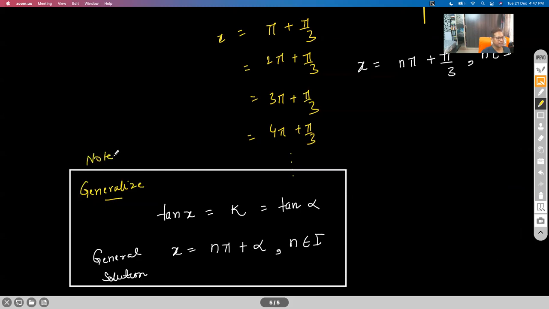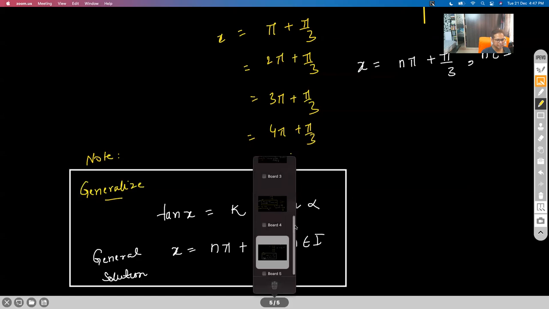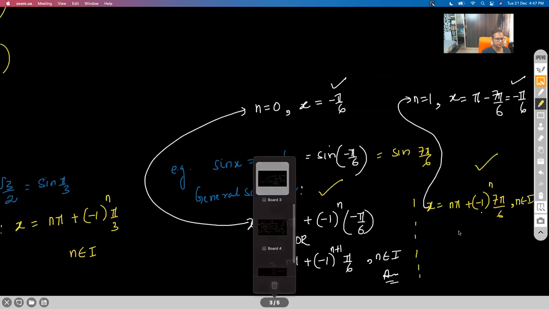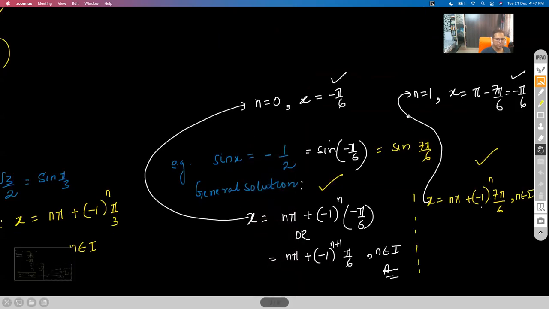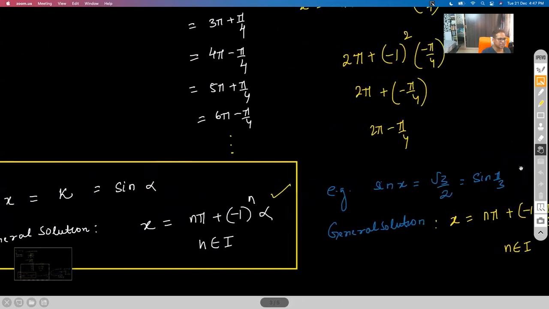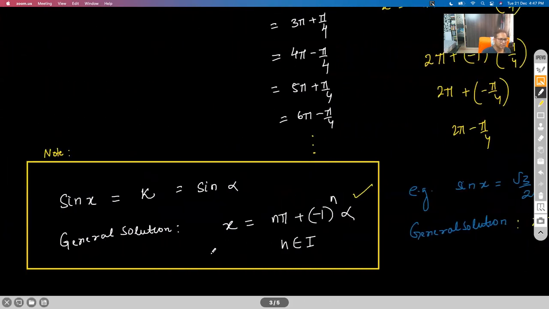Okay. Now, starting from the first formula that we did here, if you're not able to figure out an alpha, then you can also write x equal to n pi plus minus 1 to the power n sine inverse alpha in your answer, n being integer. Because many times they will give you unfamiliar numbers also.